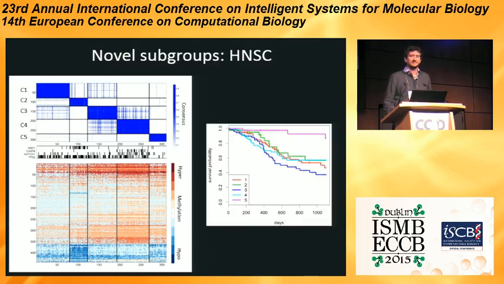And we also identified that these groups were correlated with survival, especially subgroup 5, which is void of canonical mutations, seemed to have a very good prognosis.